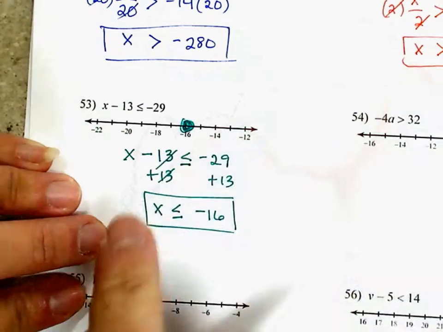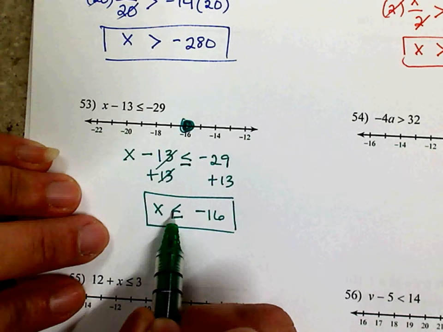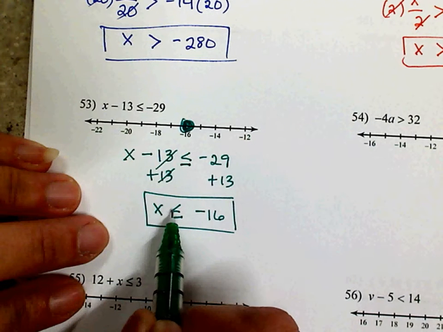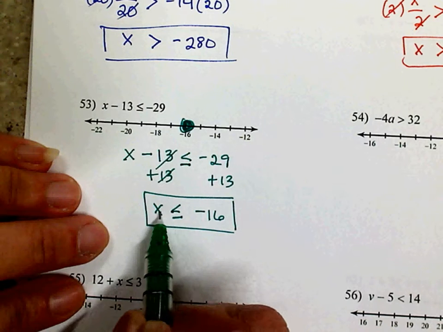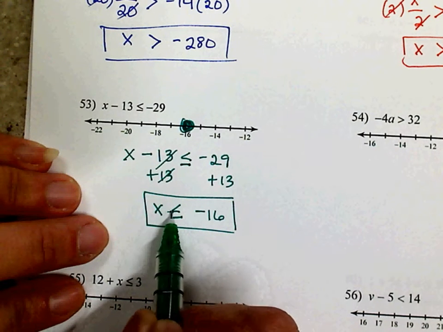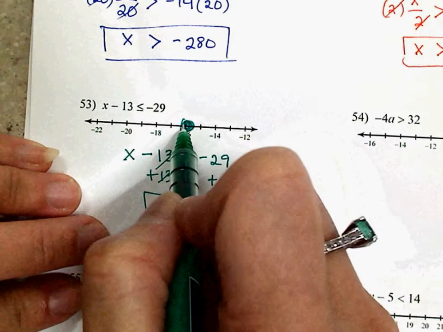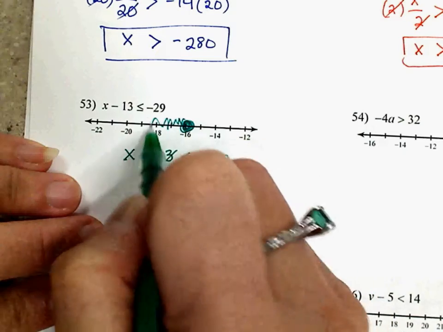Now read the letters first. X is what? Less than. See how small? See how it's next to the letter is small? If it was like this, it would be bigger. So X is less than negative 16. Which way is less than? Left. Very good. Good job.